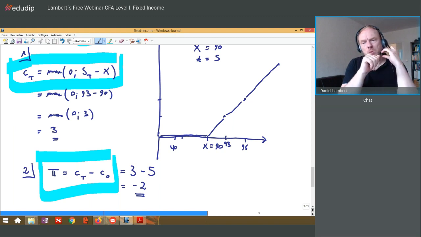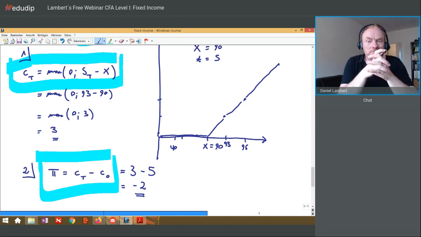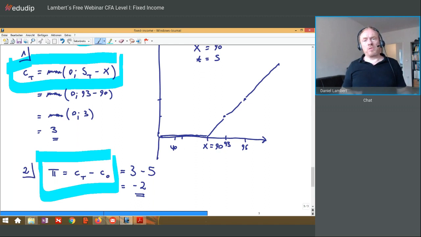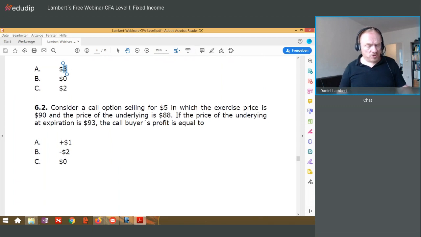There's still a loss that we would possibly incur, being at -2 or being 2. A loss is always agreed to be negative. So there is a profit of -2, or there's a loss of 2. And so the right answer of question number 2 is, of course, B. That's the call buyer's profit.